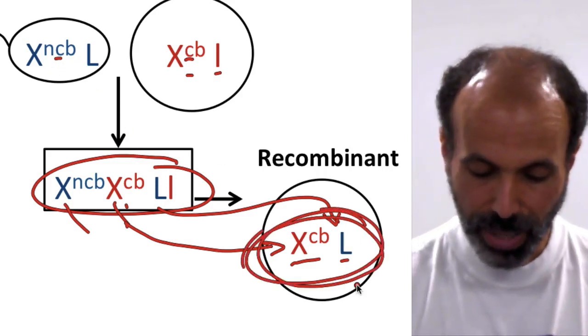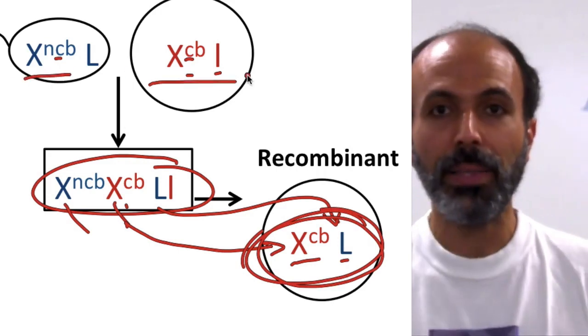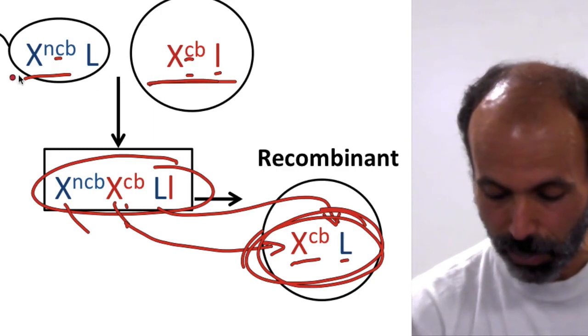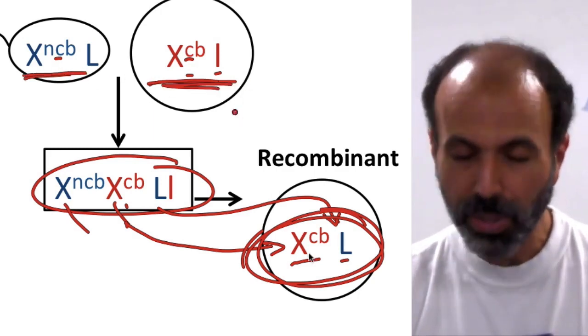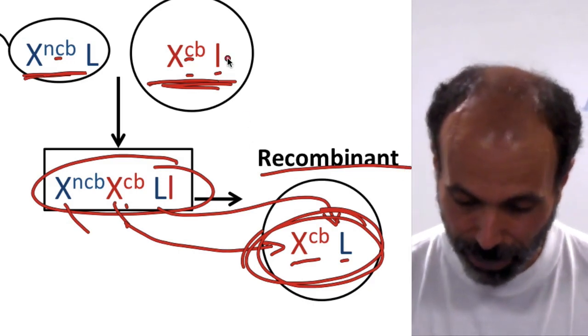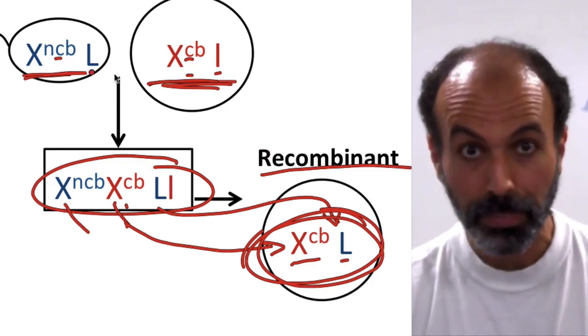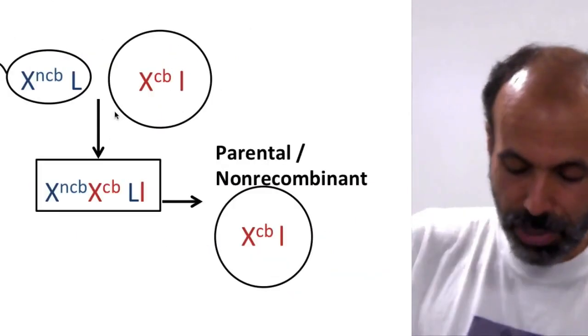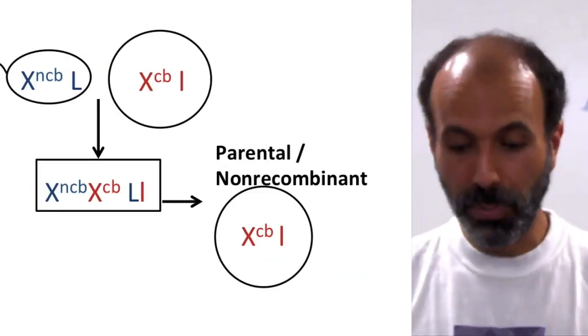This is a combination that was not one of the forms that made the person, right? This was not something found in the parental sperm or egg, but it is a new combination. That is why this is called recombinant, right? Because we do not see anybody up here who's XCB and capital L. So what's the opposite of a recombinant? The opposite of a recombinant is a parental type or non-recombinant.